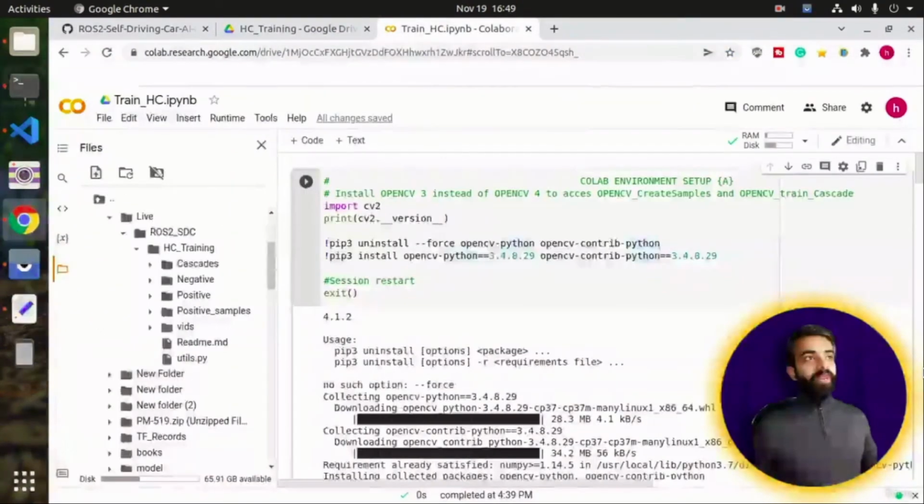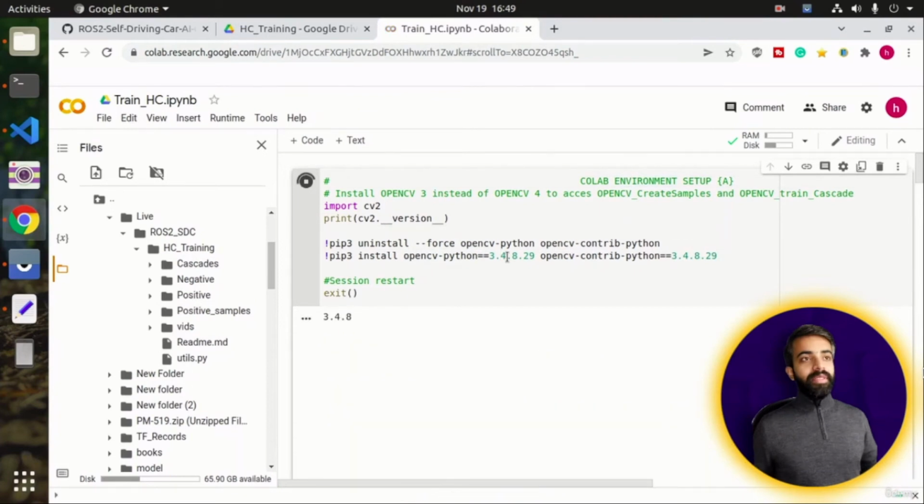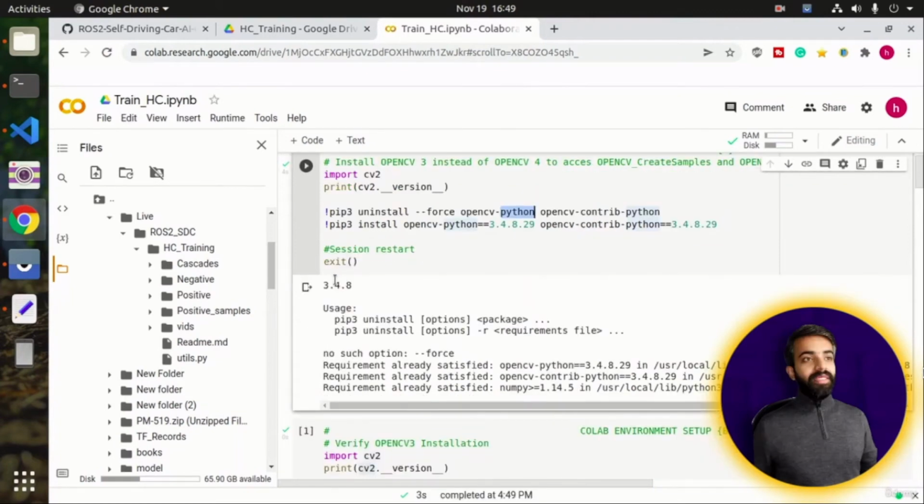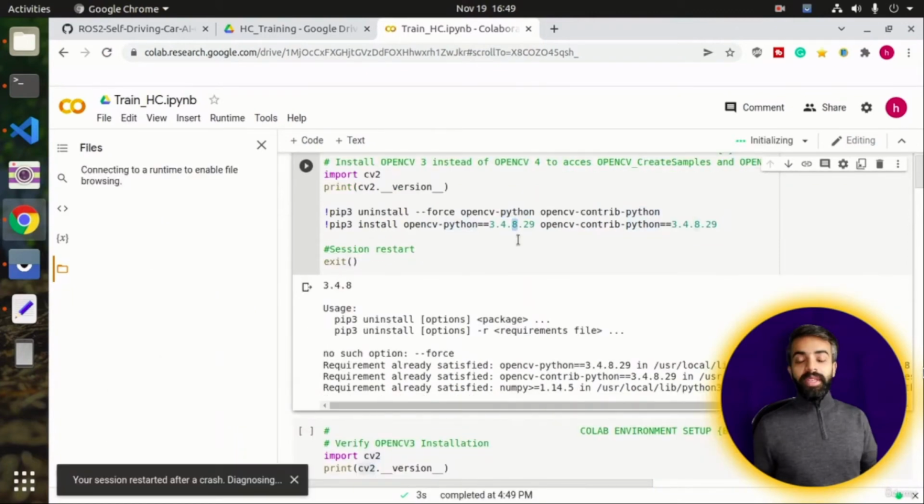Now we move inside the Colab environment, that is this train Haar cascade Colab file, and it starts off with setting up the environment. We also need to link our Google Drive, which will contain our Haar cascade training folder, and it is open on the left-hand side. So the very first thing we need to do is set up our Colab environment. To do that, we execute this step, which uninstalls the current OpenCV Python version, which is 4.2, as mentioned by this location, and then installs OpenCV 3.4.8. This OpenCV 3.4 is required for a few applications that are necessary to train our Haar cascades.